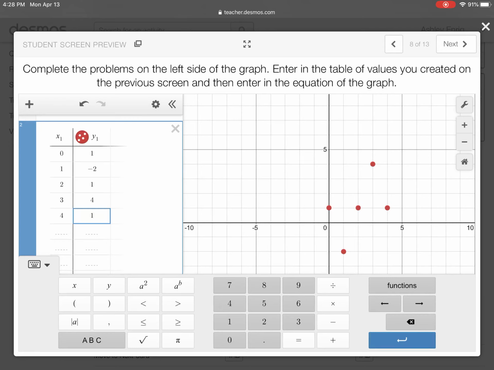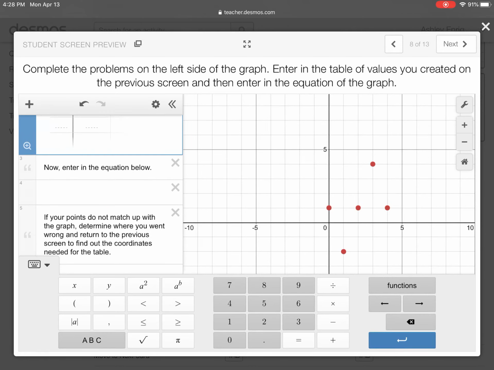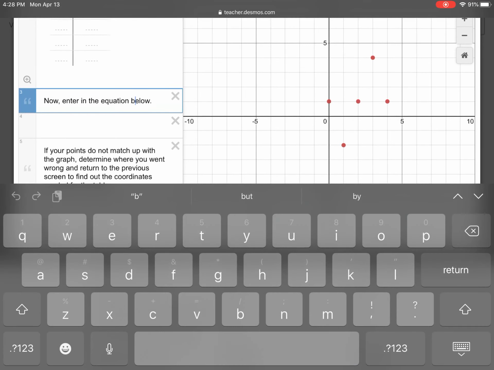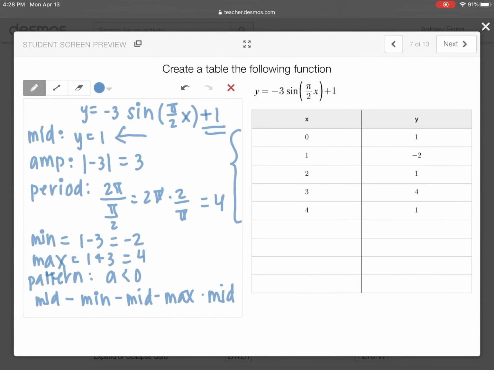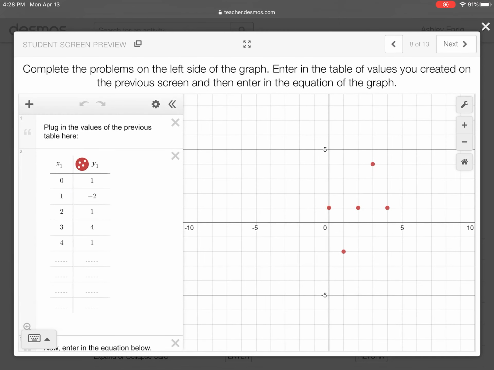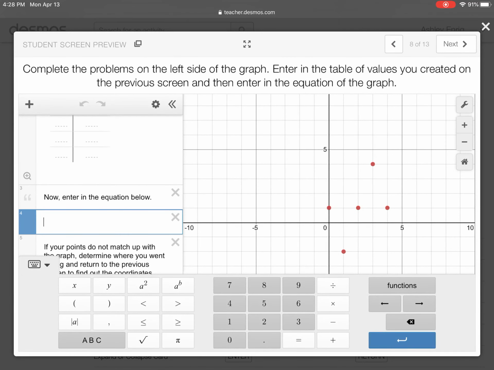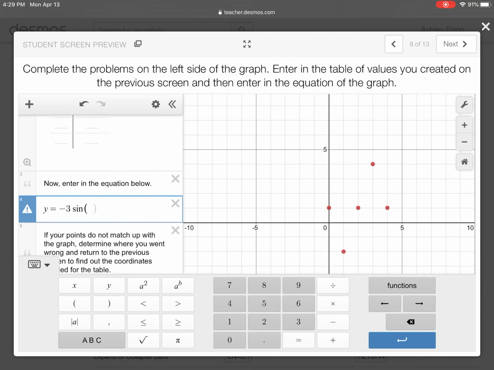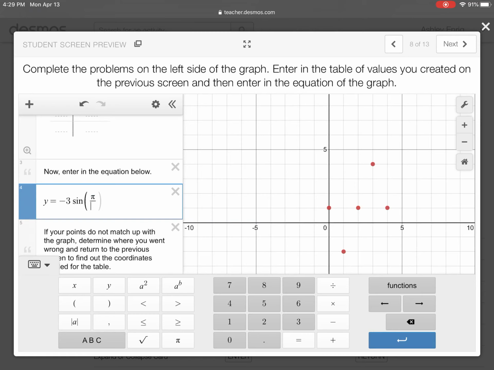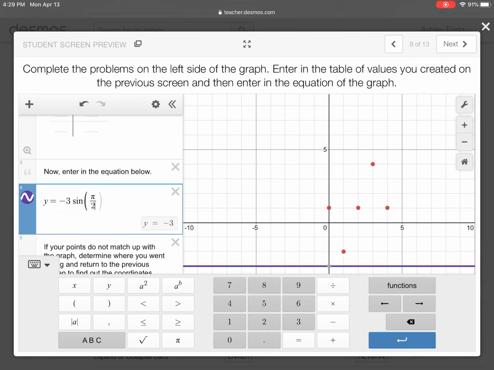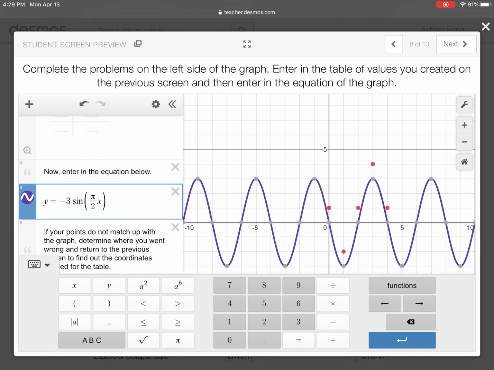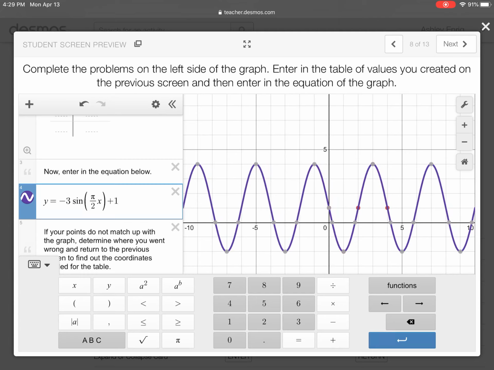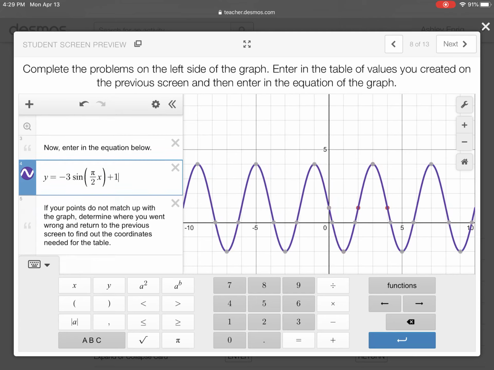All right, once your red dots pop up, go down to now enter in the equation below. So enter in the equation from the previous page. If we go back, it's -3 sine pi over 2x plus 1. So remember y equals, and then to get that sine, you're going to hit function or just type it in on your keyboard. Sine, and then pi over 2, here's pi. To get a fraction, divide. So pi over 2. Move your arrow key to the right one to hit x. Close your parentheses, plus 1. All right, and double check that your line goes through those red points to see if they match up.